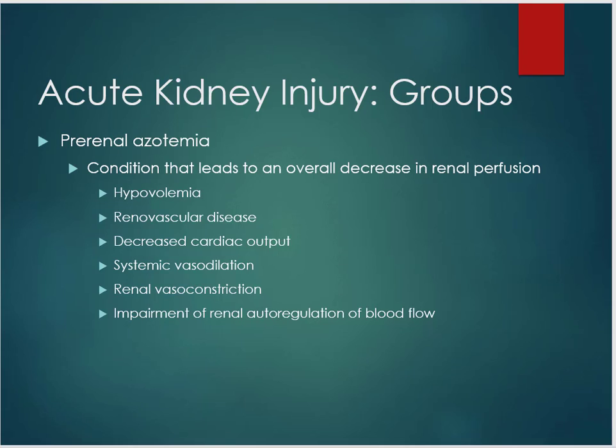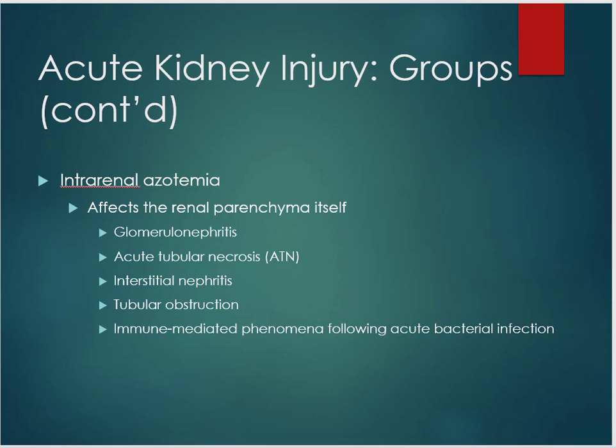There are 3 different groups of injuries. There's your pre-renal azotemia, intrarenal azotemia, and postrenal azotemia. We'll talk briefly about them. In the pre-renal azotemia, these are conditions that can lead to a decrease in renal perfusion: hypovolemia, vascular disease, decreased cardiac output, systemic vasodilation, renal vasoconstriction, impairment of the renal autoregulation of blood flow. Intrarenal azotemia could be caused by anything that affects the renal parenchyma, and you can see those there.